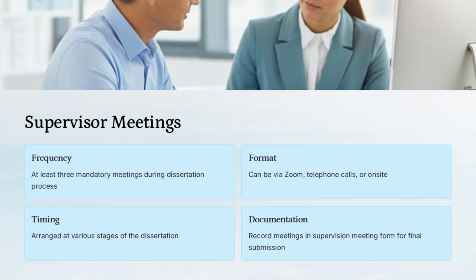Supervisor meetings are a crucial part of the dissertation process. There are at least 3 mandatory meetings that must be documented. These meetings can be held via Zoom, phone, or in person. They are scheduled at various stages throughout the dissertation work. It's important to record the details of each meeting in the supervision meeting form for final submission.